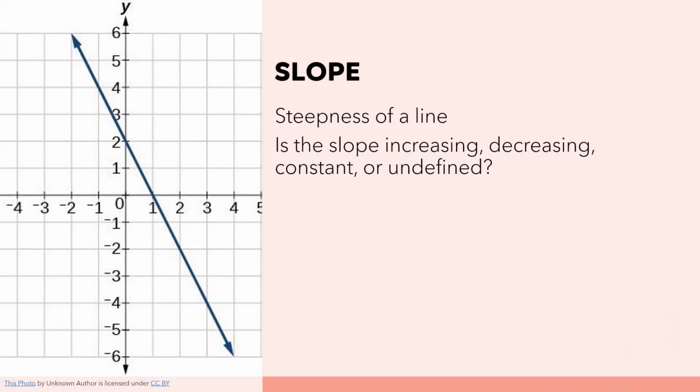So, slope, just as a refresher, the slope is the steepness of the line. This line here. Is this slope increasing, decreasing, constant, or undefined? I'll give you a moment to think about it, and I'll meet you at the next slide with the right answer.